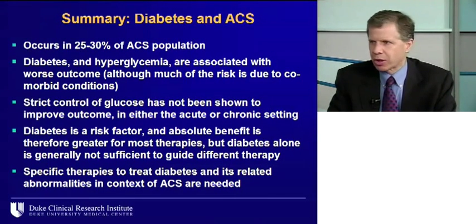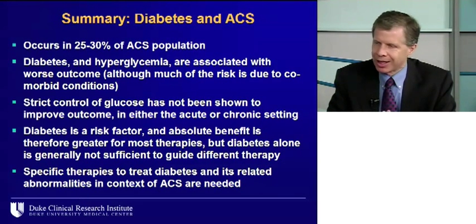And some of these specific therapies, including DPP-4 inhibitors and acarbose and dual PPAR inhibitors, and other drugs are being studied in the ACS population of patients with diabetes to see if some of these specific approaches may be beneficial in this high-risk population.